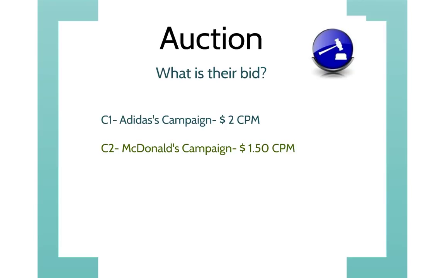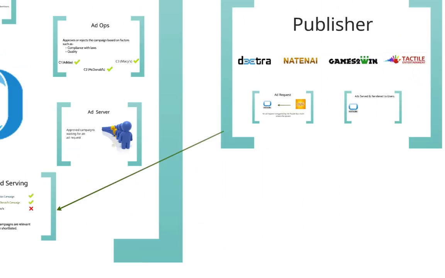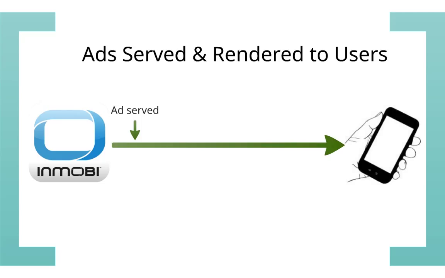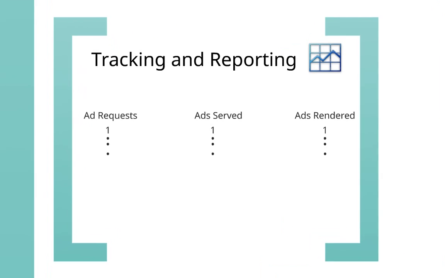So we're going to run an auction between both these campaigns and try to figure out which one is the more valuable ad. So since Adidas is willing to pay $2, their ad is more relevant. And therefore, we would serve Adidas ad. So this is the second event. So InMobi served Adidas ad back to the user, and the ad actually got rendered, which makes it the third event. So when these two events happened, it gets reported by our tracking and reporting system.